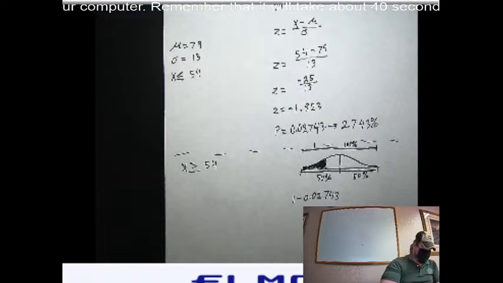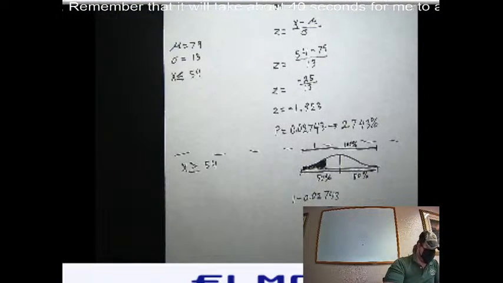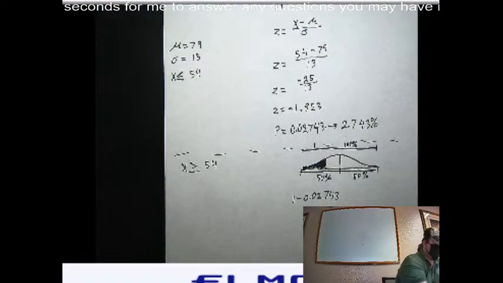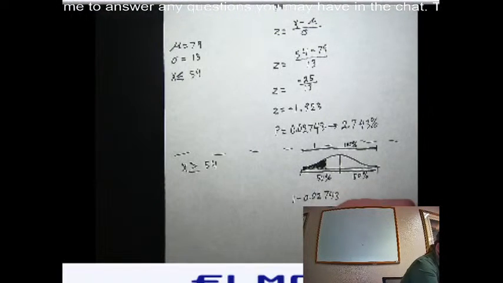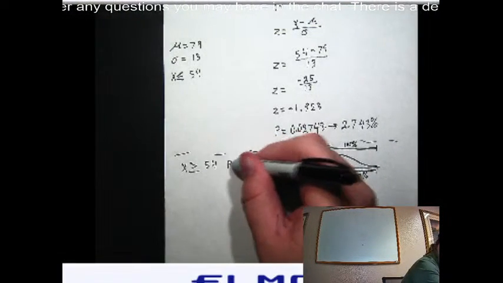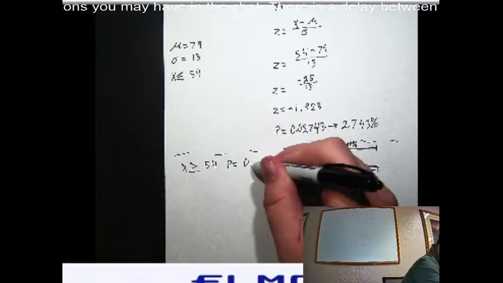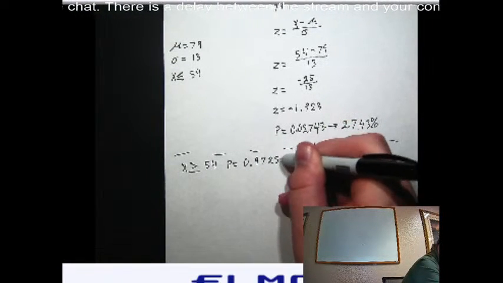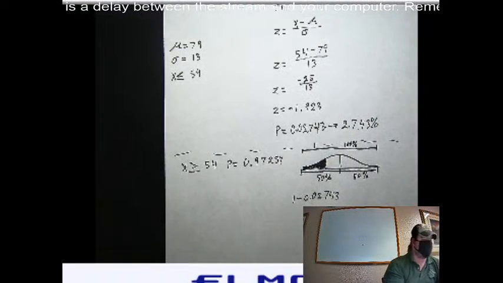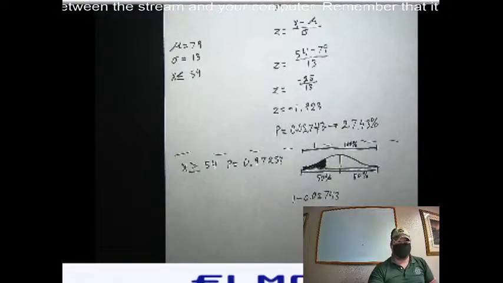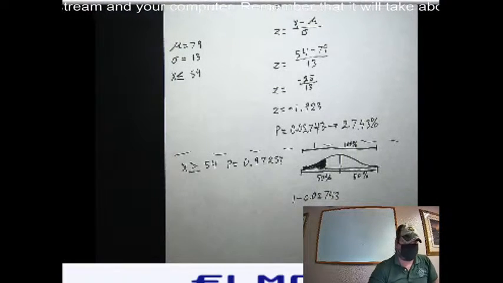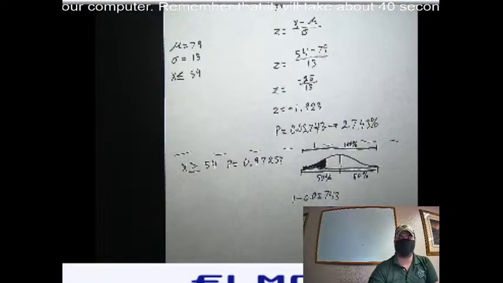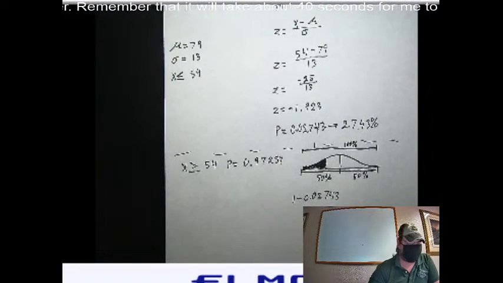Okay, so let's go ahead and do that. 1 minus 0.02743 gives us 0.97257. Make sense? Okay.